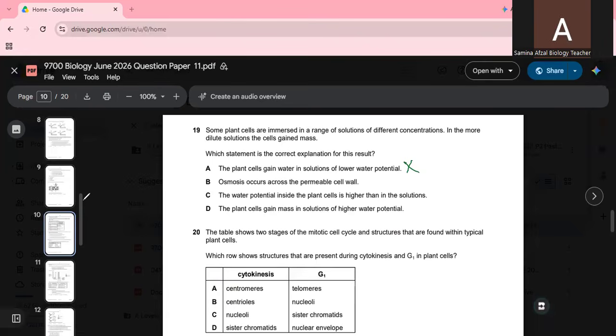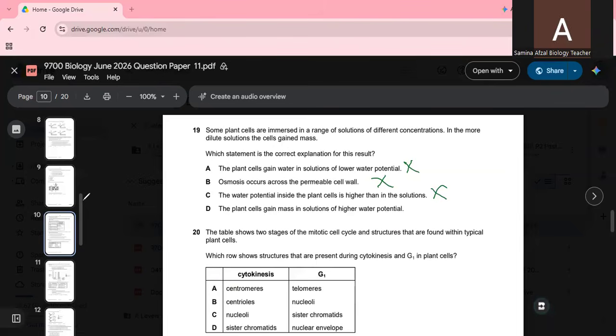Second is, osmosis occurs across the permeable cell wall. B option is also incorrect, because osmosis occurs across the partially permeable membrane, not the permeable cell wall. Third is, the water potential inside the plant cells is higher than in the solution. So the water potential inside the plant cells is lower than the dilute solution. So again, this is not correct.